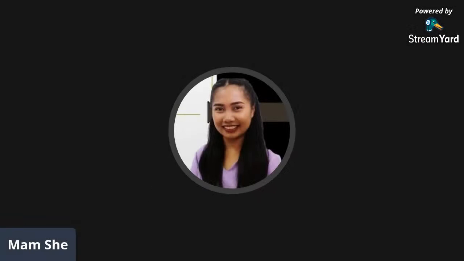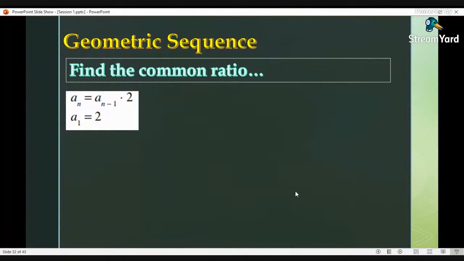Okay, let's continue with other examples. Find the common ratio. Okay, so we are now given a sub n equals a sub n minus 1 times 2, and a sub 1 is equal to 2. So how are we going to find the common ratio? Our a sub 1 is 2, and our a sub n is equal to a sub n minus 1 times 2. Now, let's solve that.